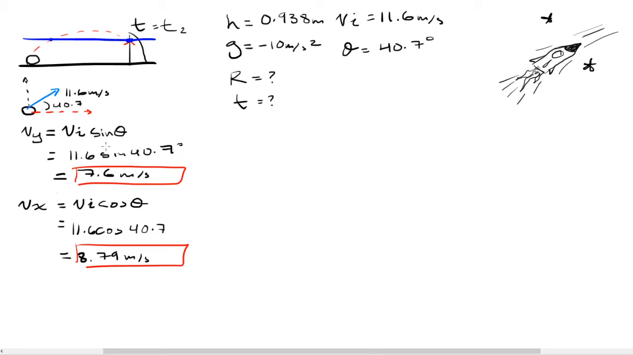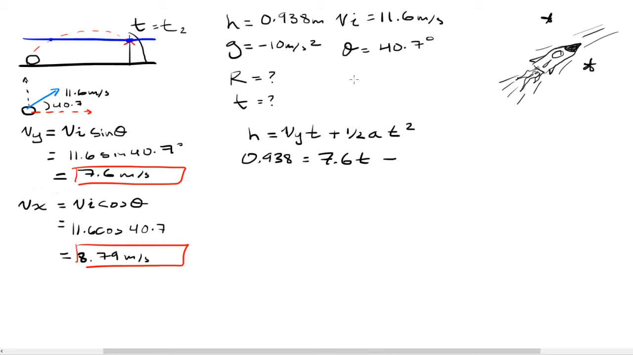Now that we have the velocity in the y, you might be wondering what we're going to be doing with that. Well, we have to find the second time that the ball is traveling when it reaches the target. So we're going to be using the h equals velocity in the y times t plus 1/2 a t squared formula, and plug in what we know and solve for what we don't. So 0.938 equals the velocity in the y, which is 7.6 times t.